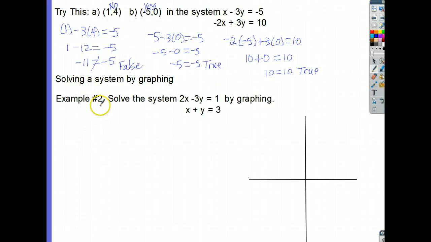This is sort of the meat and potatoes of this lesson, solving a system by graphing. So what we're going to do is graph both of these, and by graphing them, we'll be able to determine the solution. So take the first one, 2x minus 3y equals 1. If we're going to graph this, we need to either put it in slope-intercept form or work it out with intercepts. And since 2 and 3 both don't go into 1, I wouldn't go with the intercept way. So we're going to put this in slope-intercept form.